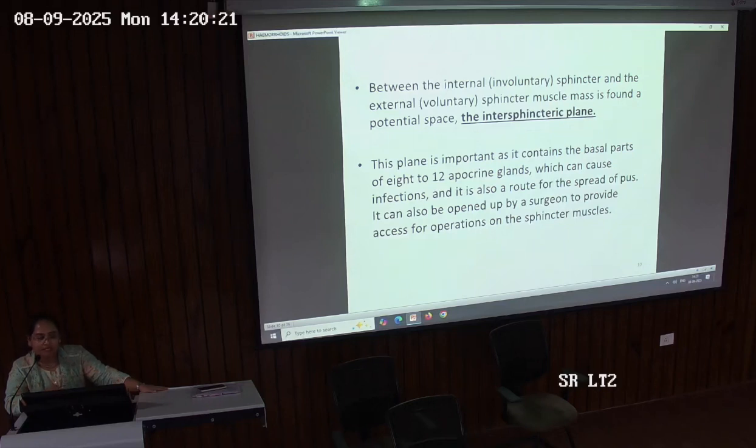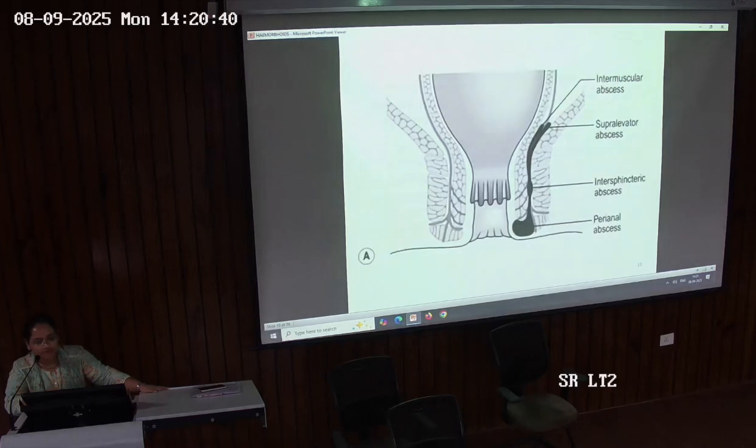This plane may be substituted with many of abscess, fistula in ano or perianal abscesses. This plane is important as it contains the basal parts of 8 to 12 apocrine glands which can cause infection, and it is also route for spread of pus, maybe fistula and abscesses. This is the intermuscular space, supralevator abscess, intersphincteric abscess, perianal abscess and intermuscular abscess. These are the most common locations for abscess.